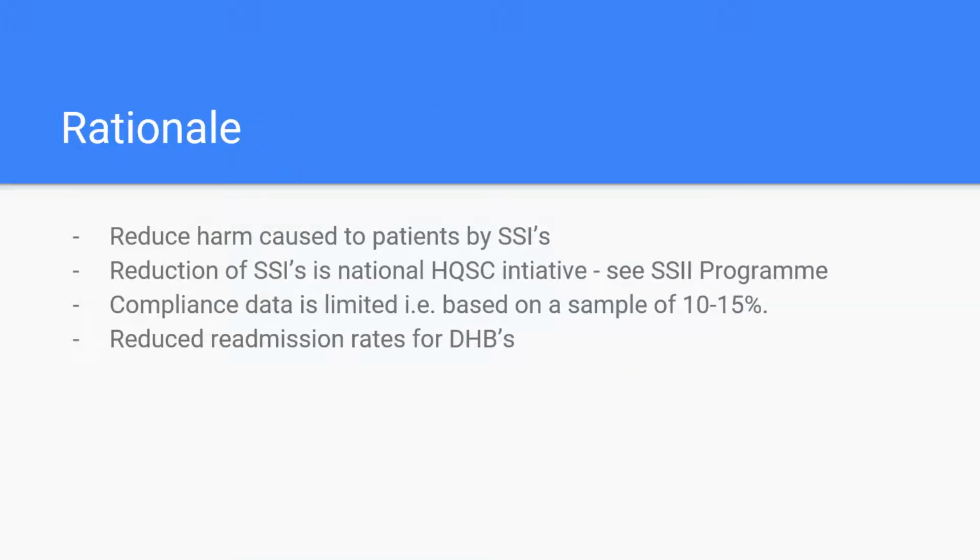The rationale for this whole DSS would really be to just reduce harm caused to patients by SSIs. Reduction of SSIs is also a national health quality and safety initiative, the SSI program. Compliance data is currently limited. From what I understand, it's based on a sample of 10 to 15%, purely because performing the audit is such a complicated process. By reducing SSIs, you would see reduced readmission rates for DHBs.